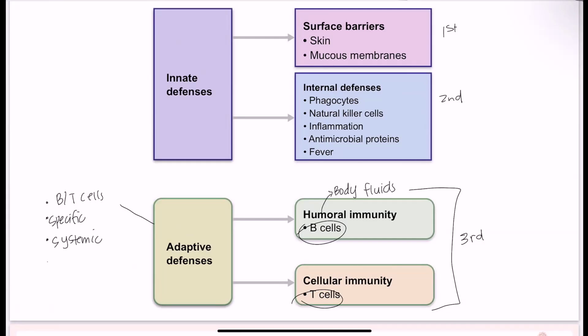And then lastly, the adaptive defenses create memory. That's the big one. Creates memory so that stronger attacks can happen with subsequent exposures. All of these things are really important so that we develop immunity. That's the adaptive part.